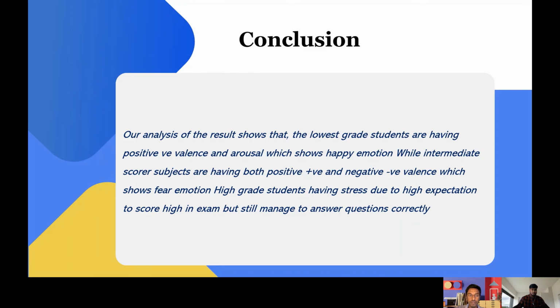For conclusion, from our analysis, we can show that the low-grade students are having positive valence and arousal, which shows happy emotion, while intermediate score students are having both positive and negative valence, which shows fear emotion. On the other hand, high-grade students have stress due to high expectations to score high in the exam but still manage to answer questions.